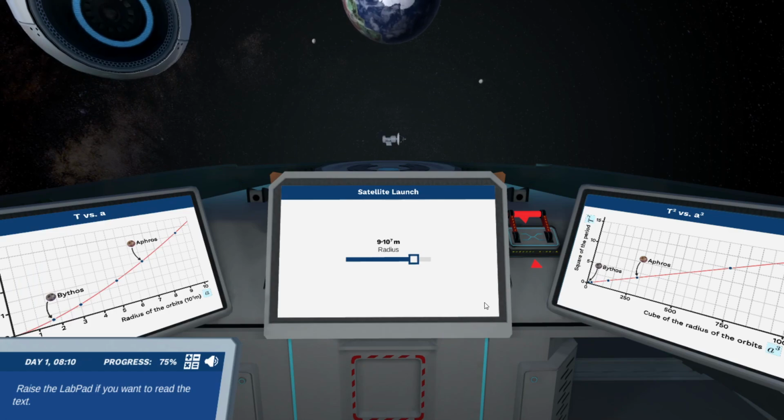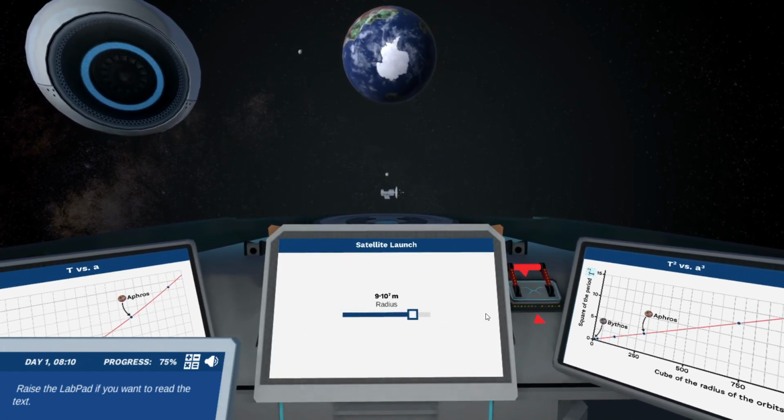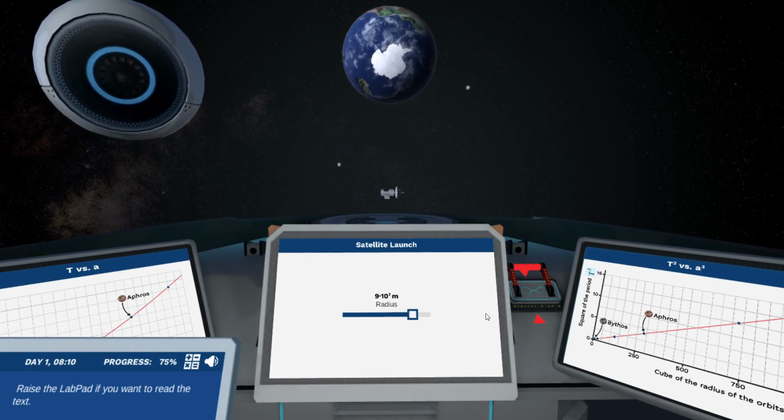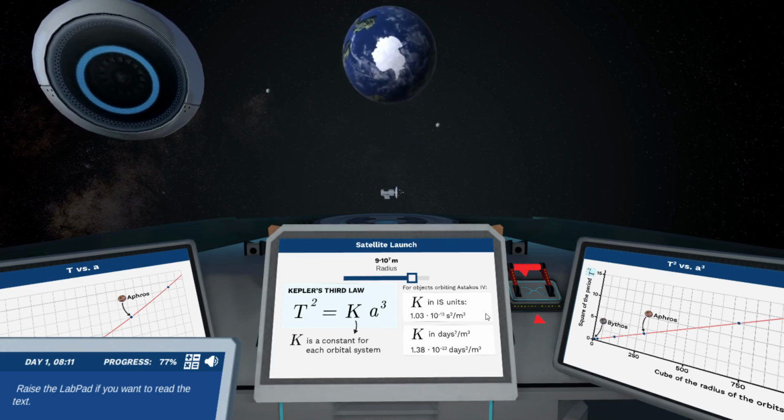Even though we have only studied circular orbits, Kepler's third law applies to any elliptical orbit, changing the radius to the semimajor axis. I'll write the equation of Kepler's third law on the middle screen so we can always have it at hand.